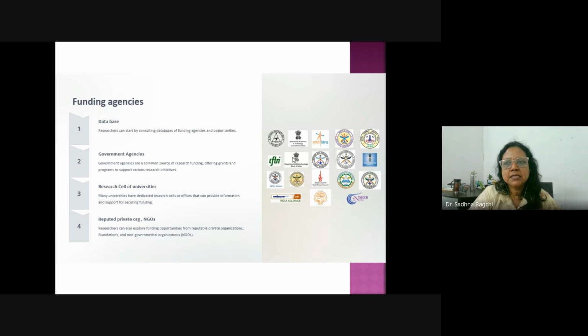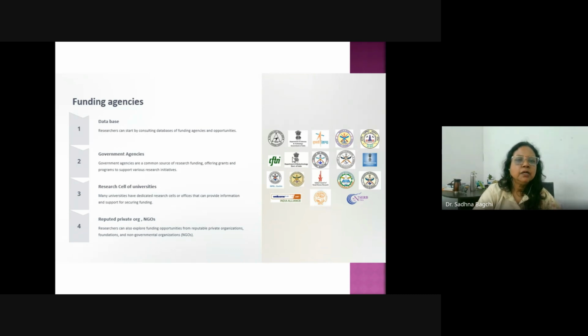ICSSR is basically working for social science research. So these are the basic agencies. These are the logos. If you search a logo, you can find out which funding agency it is. So you can take pictures, save them, and search later what these are, which type of proposals they take, which type of calls, and what the period of the call is.